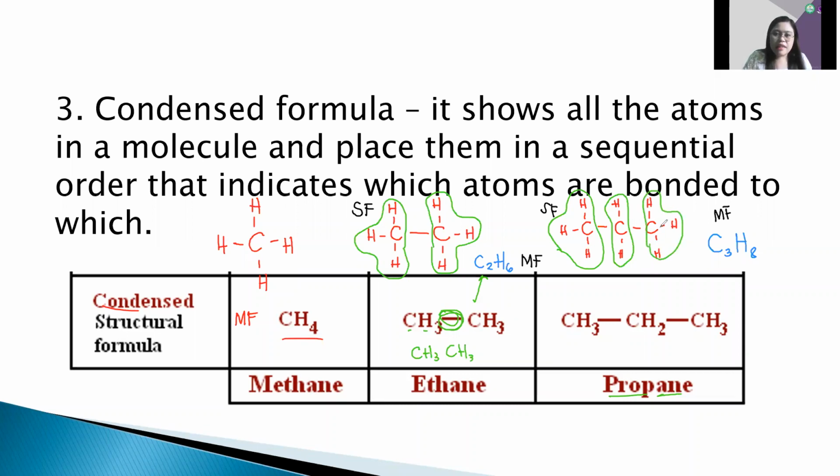Thus, if we write the condensed formula, for group 1 we have CH3. At the center, we have CH2. And then we have CH3 on the right side. So this again is the condensed formula of our propane. Or you can just simply write it as CH3, CH2, CH3. Since these are just single bonds, we can actually omit them when we write the condensed formula. So I hope you understood what condensed formula is.